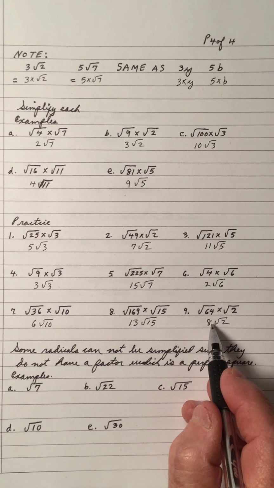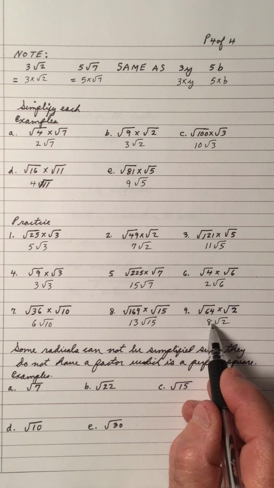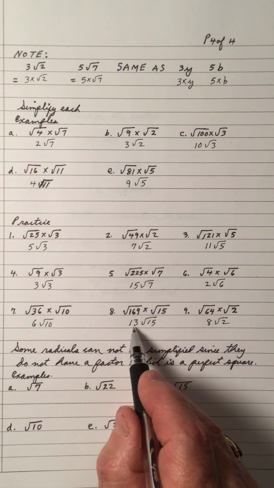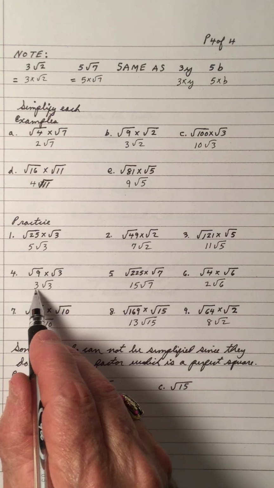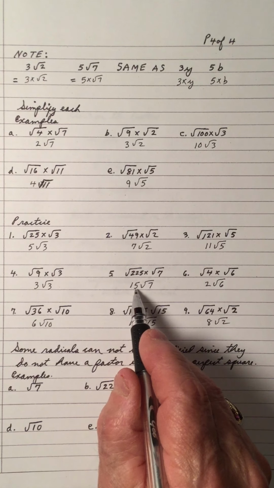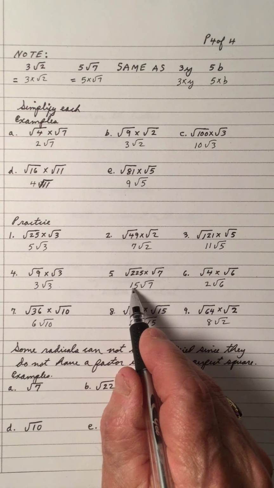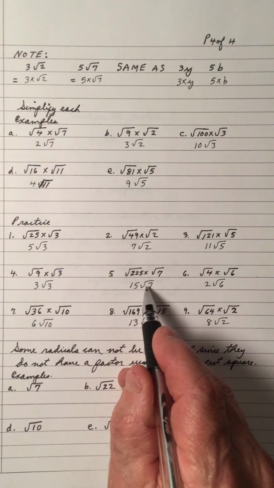Note, there's no multiplication sign written between the number and the radical. Note, understood. 3 times root 3. 5 root 7 is 15 root 7, is 15 times root 7.